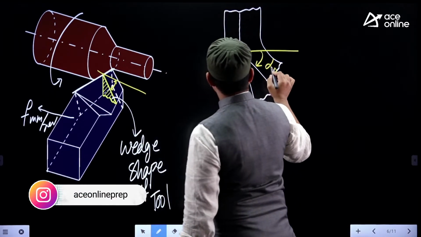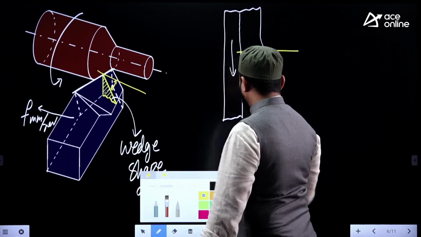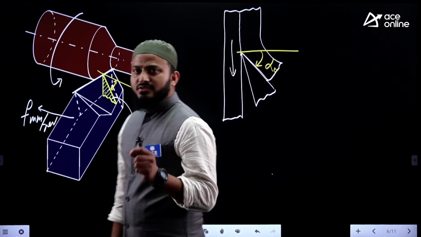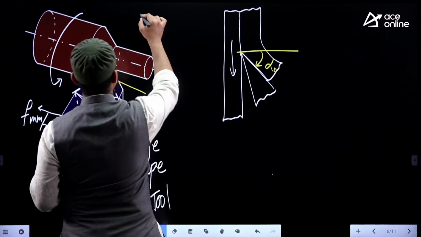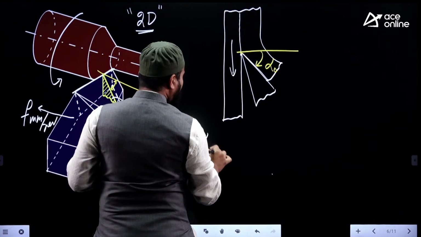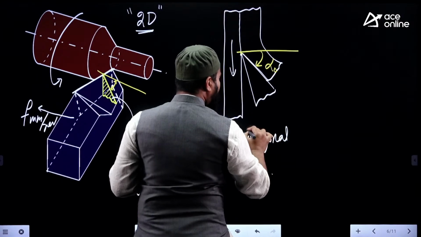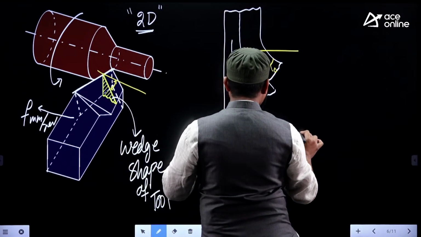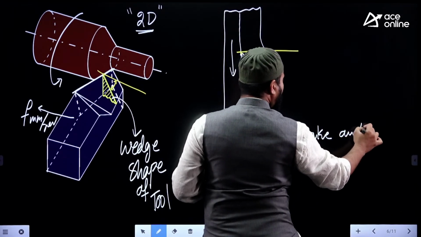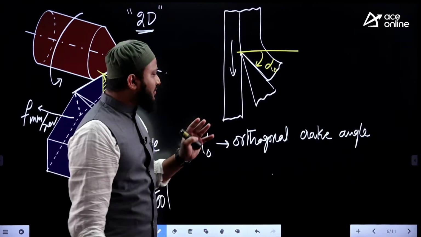Many people confuse this orthogonal rake angle with the side rake angle, and some even go with the back rake angle. Unfortunately, both are not correct. So in orthogonal or 2-dimensional machining, this angle is neither the back rake angle nor the side rake angle. It's called the orthogonal rake angle. That's why in all the numericals of principles of metal cutting, it's always mentioned as rake angle. In orthogonal machining, the rake angle is provided.